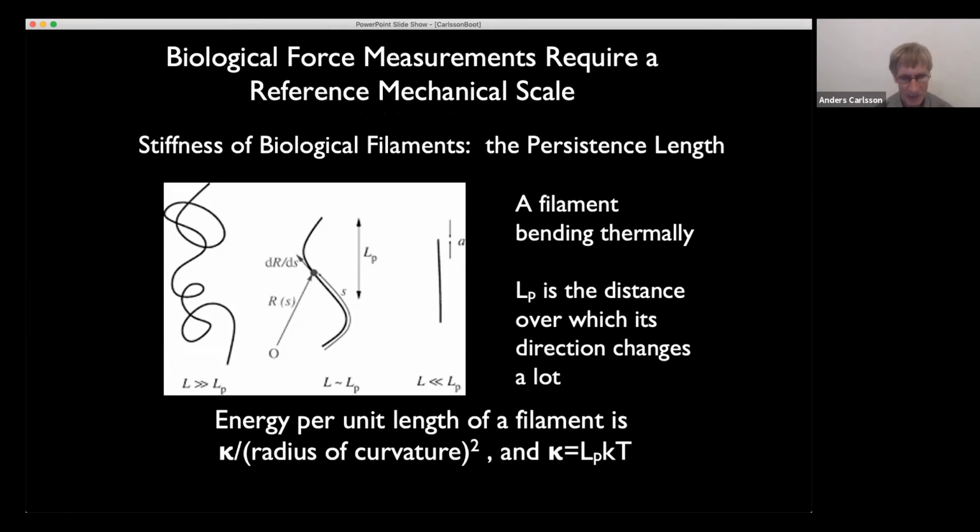But to do that, we usually look at the shape of the filament itself, because that gives us the force scale. We're extracting data from micrographs, and so you need some force scale to figure out what a certain bending means, for example. And an important property is the stiffness of a biological filament, which is quantified by its persistence length.